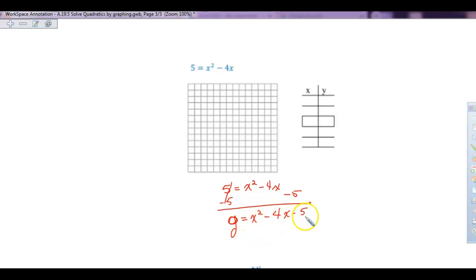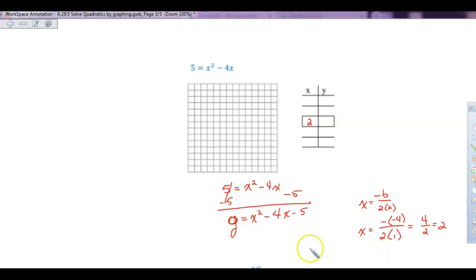So I need to now remember x was the opposite of b divided by 2 times a. So I'm going to do that to help me figure out what my vertex is going to be, and then that'll help me figure out the rest of my ordered pairs. So in this case, a is 1, and b is -4. So the opposite of -4 is 4. 4 divided by 2 is 2. So my x is going to be 2.